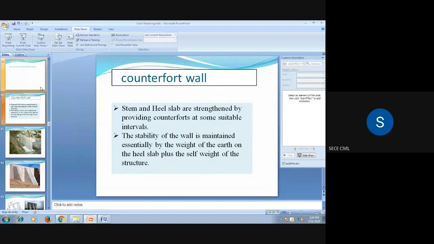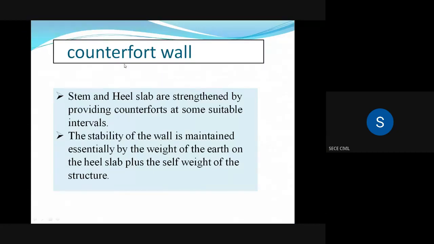So in that video, they discussed the L-shaped retaining wall and the reversed L-shaped retaining wall. Compared to the reverse L-shaped retaining wall, the normal L-shaped retaining wall has more stability. That is all they discussed. The next type is the counterfort wall.